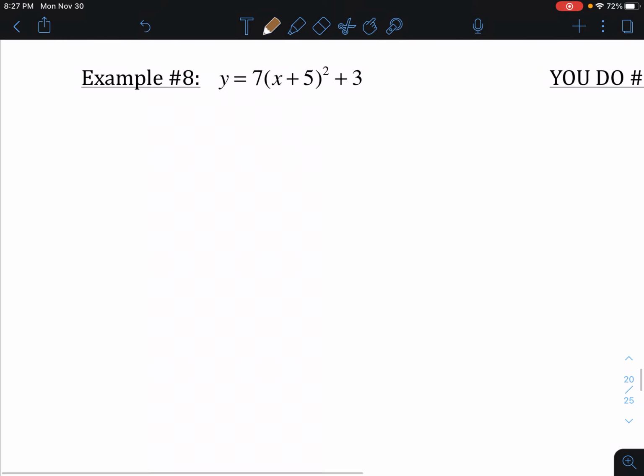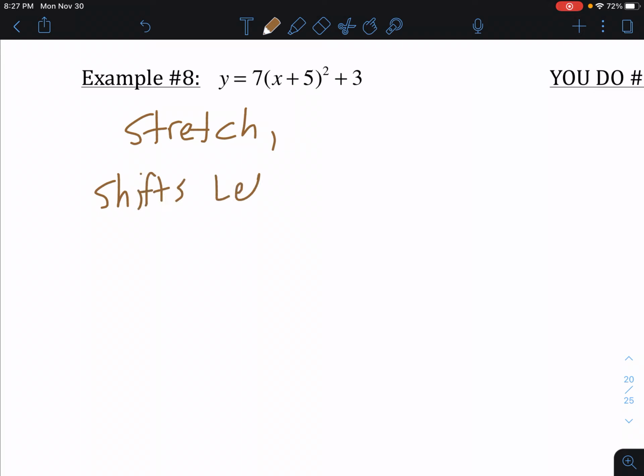Example 8, we have 3 transformations here. 7, that's in the spot where A is. A is 7, and is a number bigger than 1. That is what we call a vertical stretch. After that, we have x plus 5 in parentheses. That's an h, left or right. Shifts left 5. And then the plus 3 at the end, that's the k. Shifts up 3.